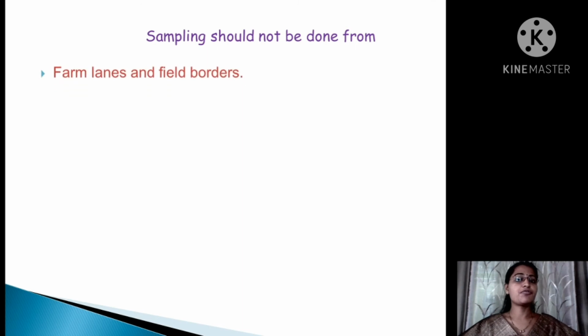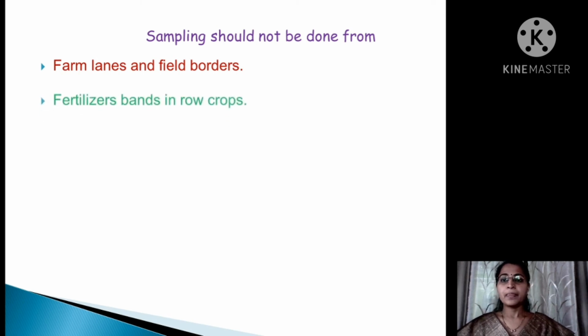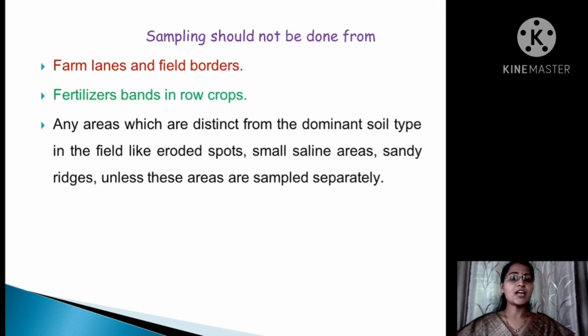Sampling should not be done from places where we should not take the samples. Farm lanes and field borders: we can't take the soil sample from these places, as well as fertilizer bands in row crops. Any areas which are distinct from the dominant soil type in the field, like eroded spots, small saline areas, sandy ridges, unless these areas are sampled separately. Either we sample such areas separately.